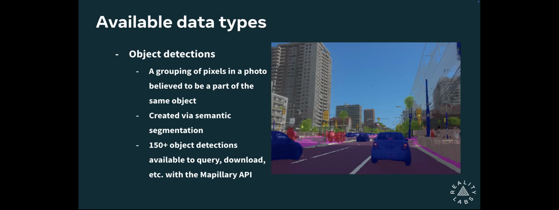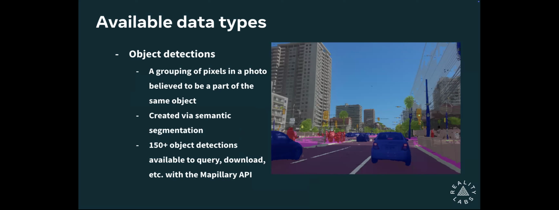The first of which is object detections. So you can think of an object detection as a grouping of pixels in a photo believed to be a part of the same object. So if you see that image there, you can see all the cars are blue, all the greenery is green, the people are colored in red. That's what an object detection is. We create these via semantic segmentation on the imagery. So every image that's uploaded to Mapillary gets processed and has semantic segmentation run against it.